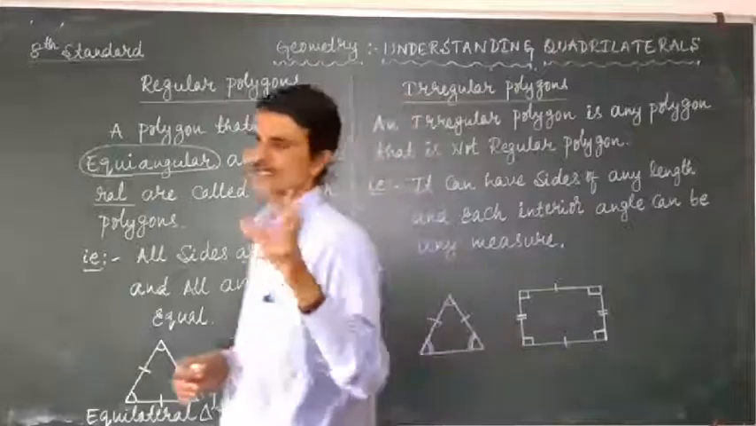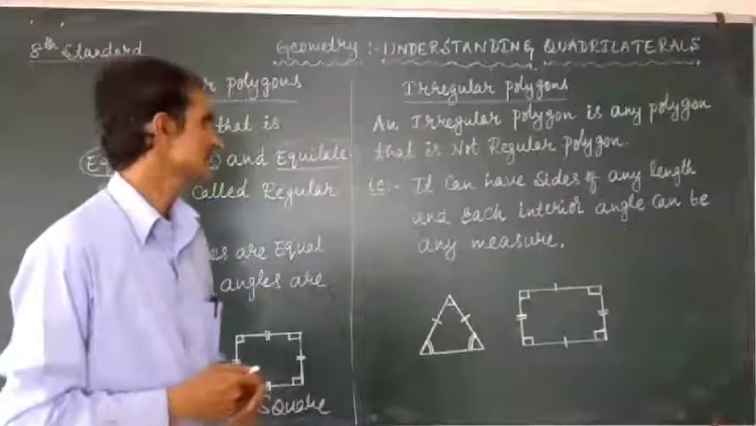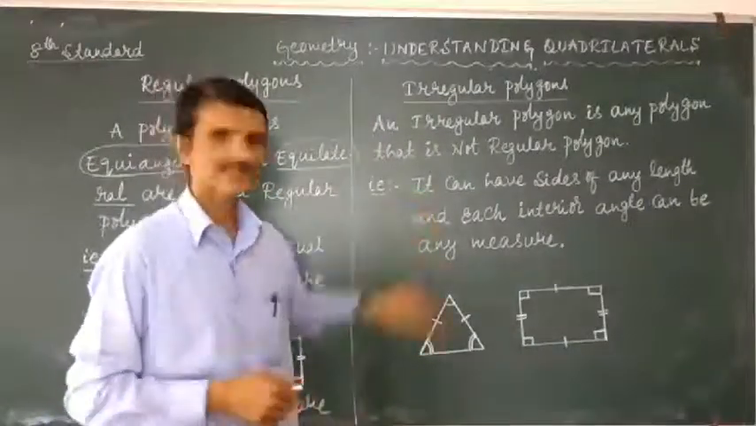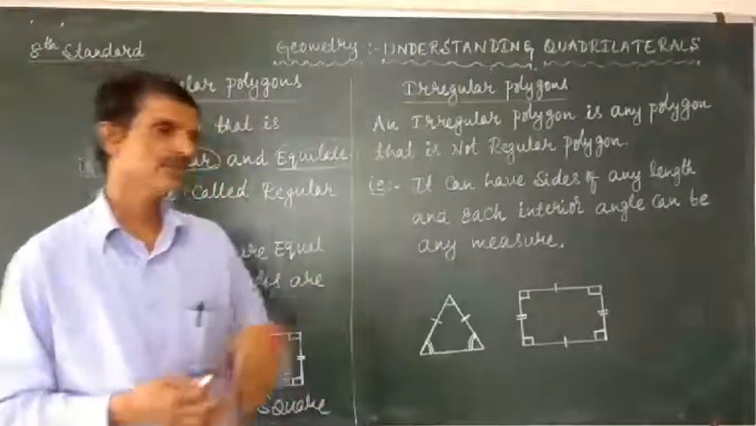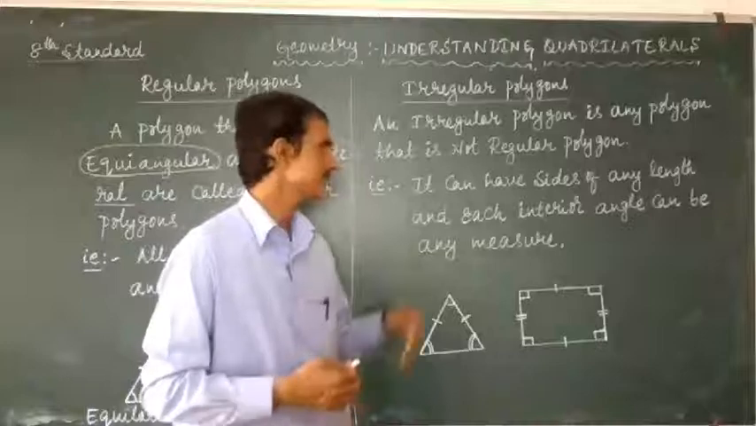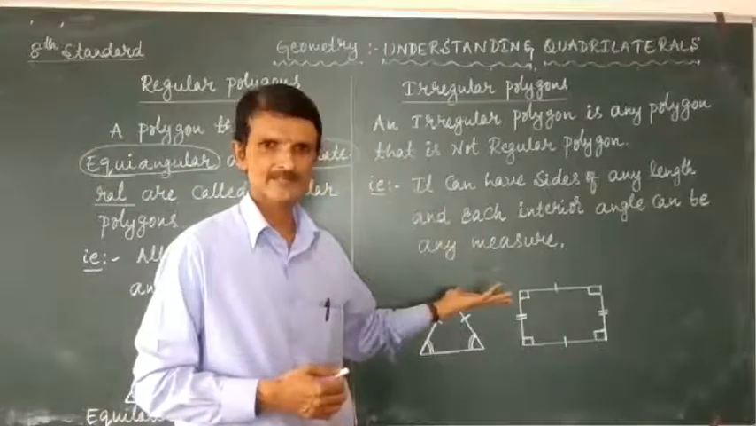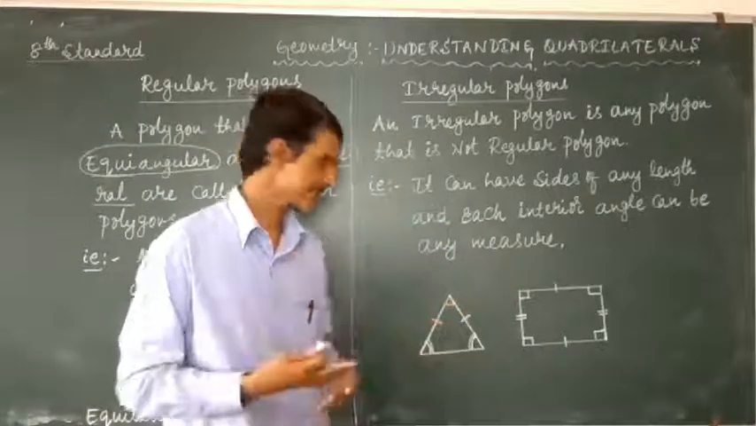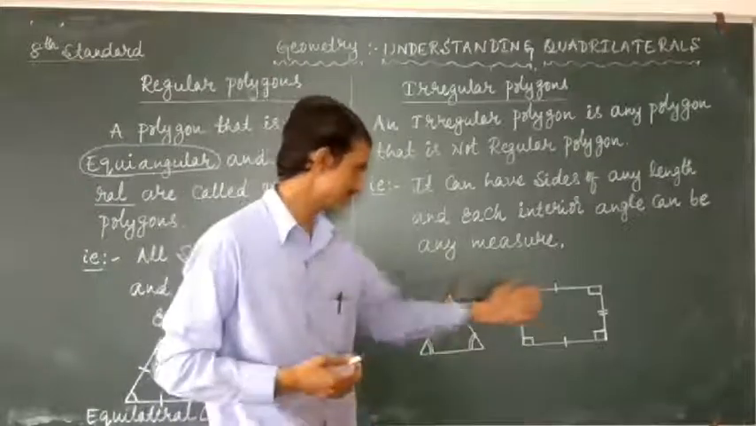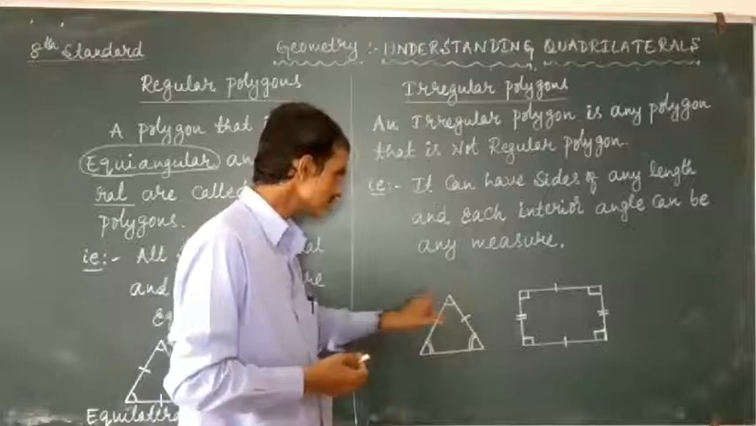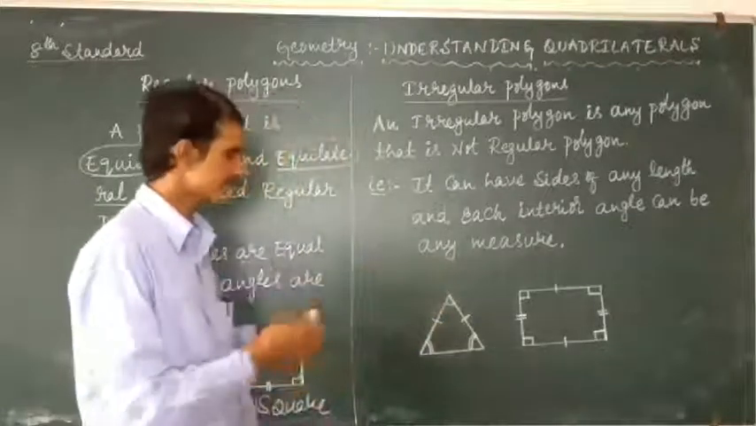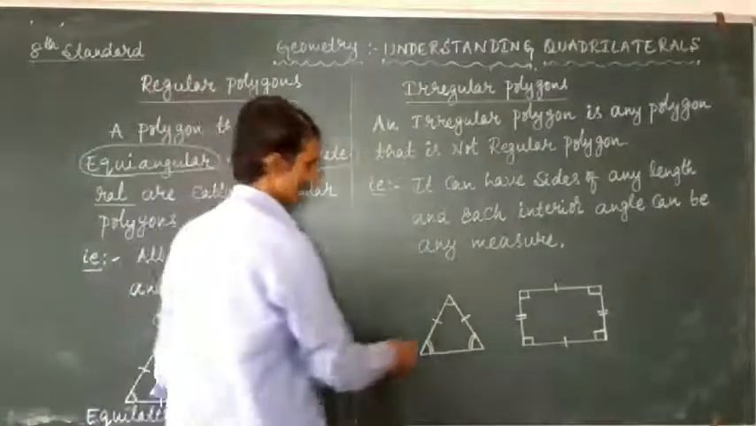So in the case of irregular polygons, they can have different lengths of sides, and their angle measurements may also be different. If you observe these two figures, the first figure, what do you call this figure? Yes, it is a triangle.